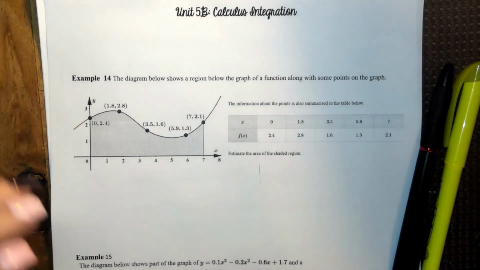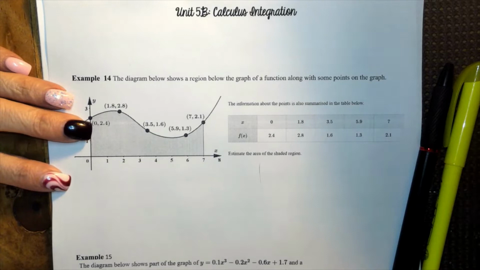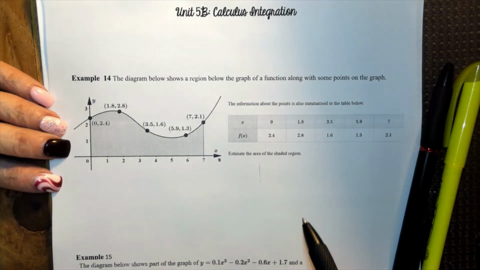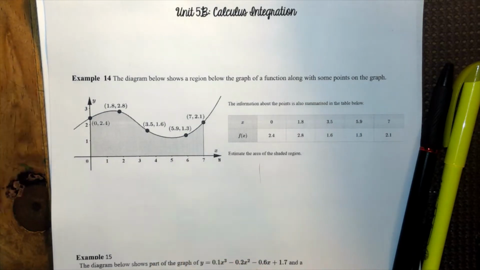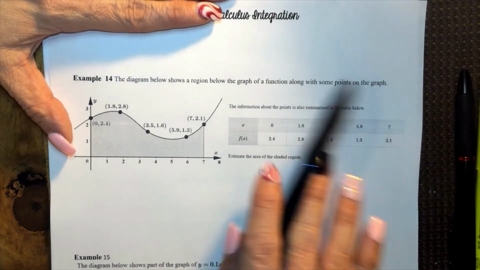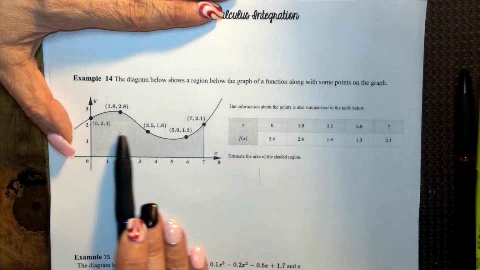Hey gang, so we're going to continue with finding the area under the curve. Earlier we did rectangles, and then we did one where you had a curve and you made a triangle and a rectangle out of it. So we're going to take this one. The diagram shows the region below the graph of the function along with some pieces of the graph, and we're going to find the area of the shaded region.